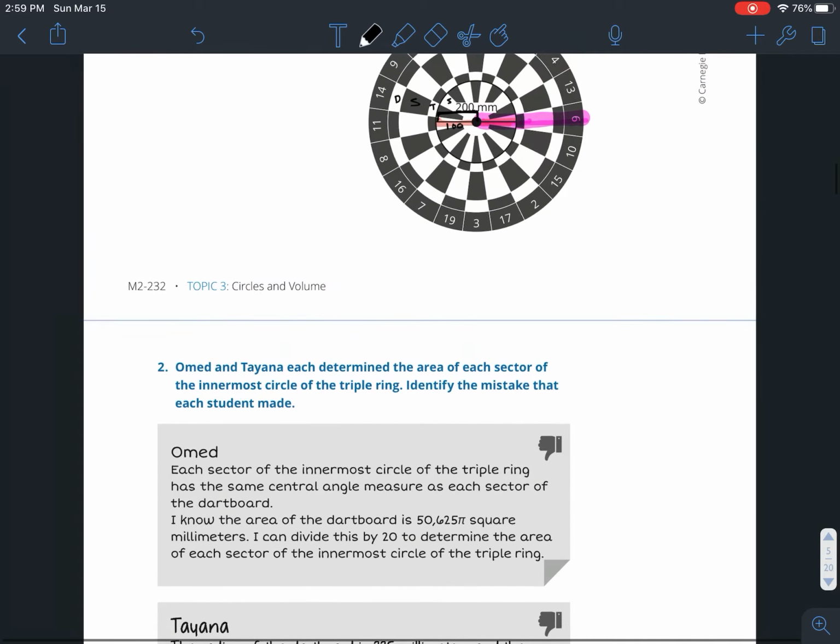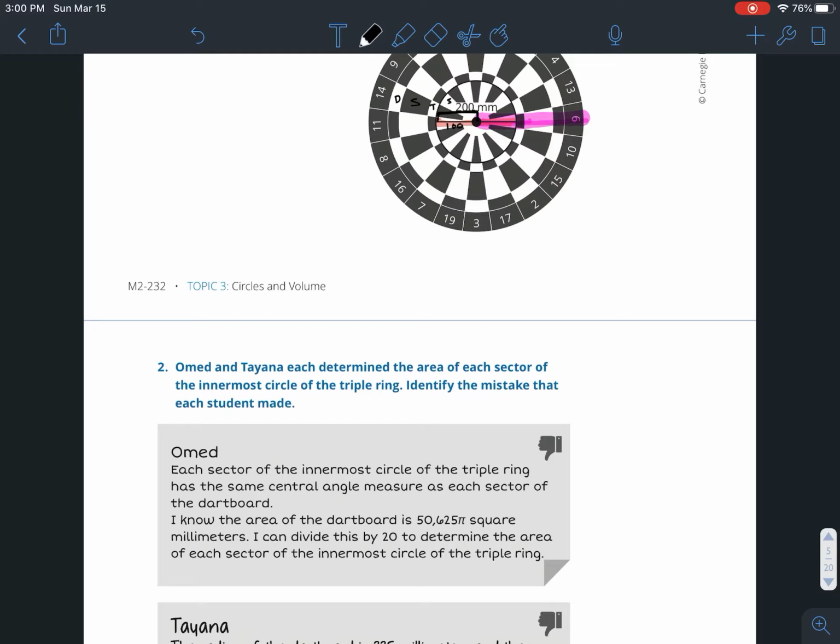So each sector from Omid, each sector of the innermost circle of the triple ring has the same central angle measure as each sector of the dartboard. I know that the area of the dartboard is 50,625 pi square millimeters. I can divide this by 20 to determine the area of each sector of the innermost circle of the triple ring. So, Omid, if we sit here and figure this out, so we take the area of our big circle. Let's look at that one. Actually, I'm sorry, they're taking a look at the inner, so let's look at the inner.